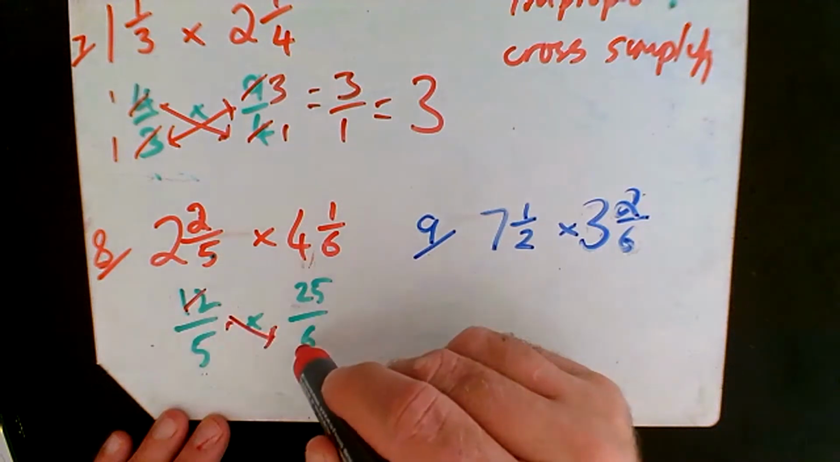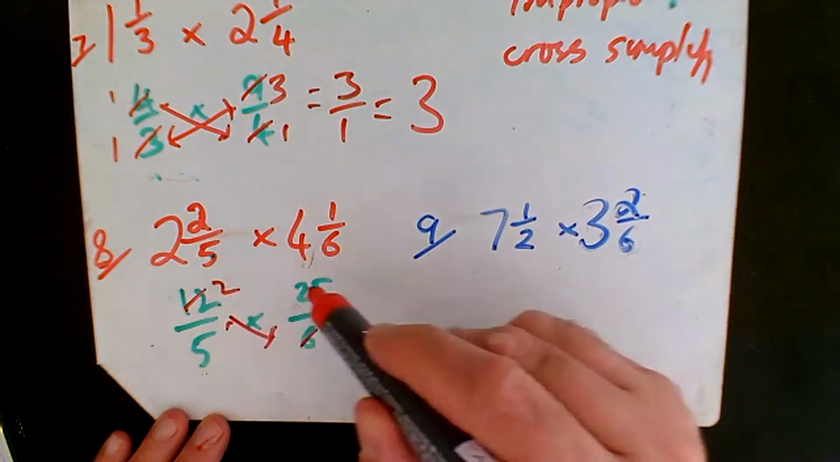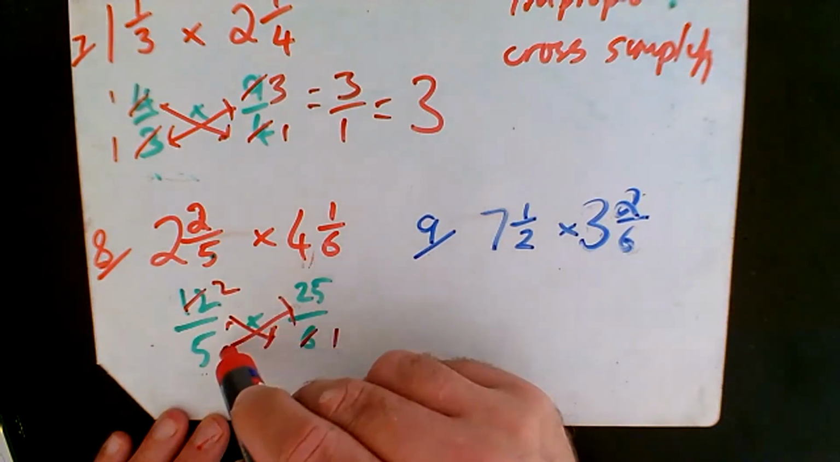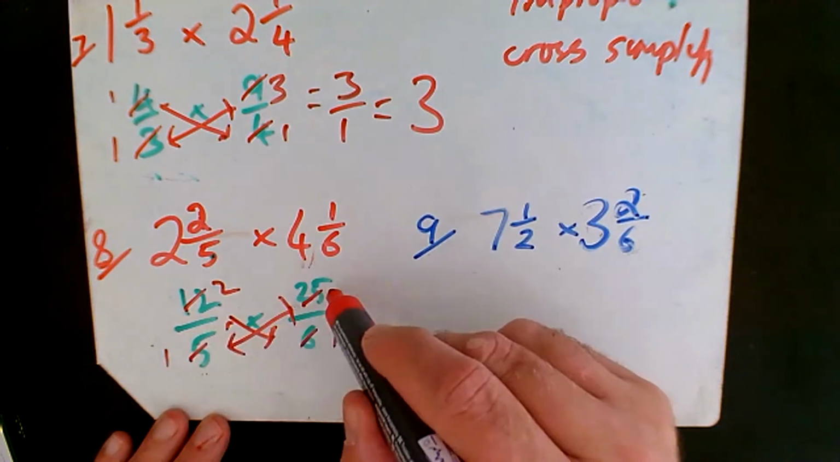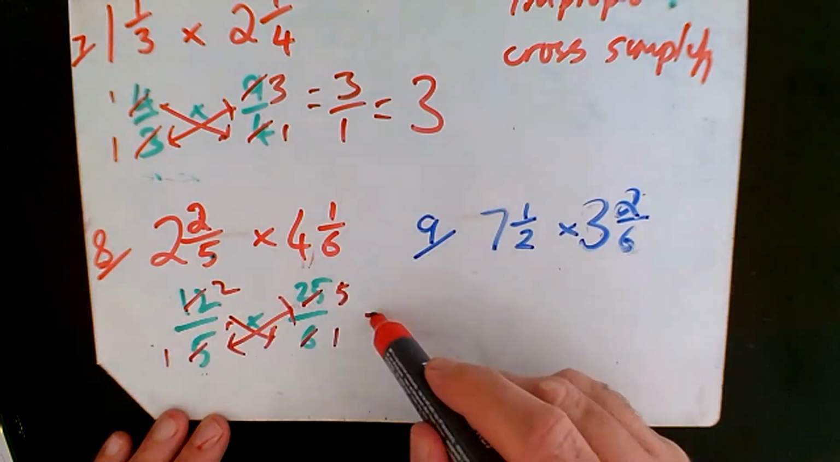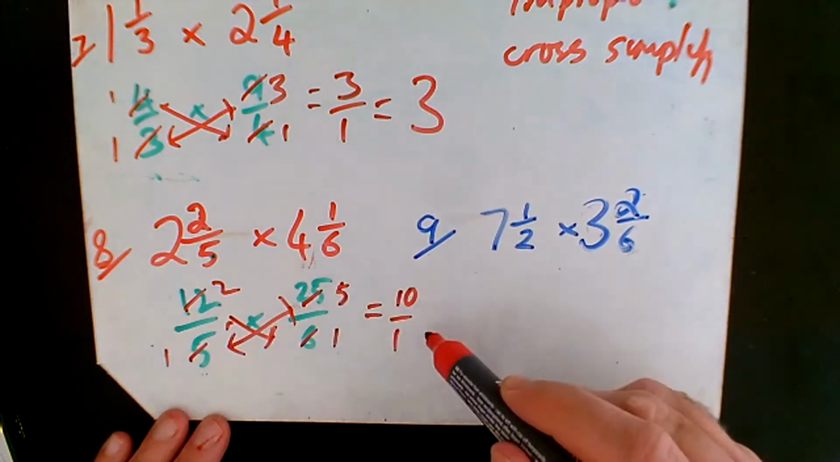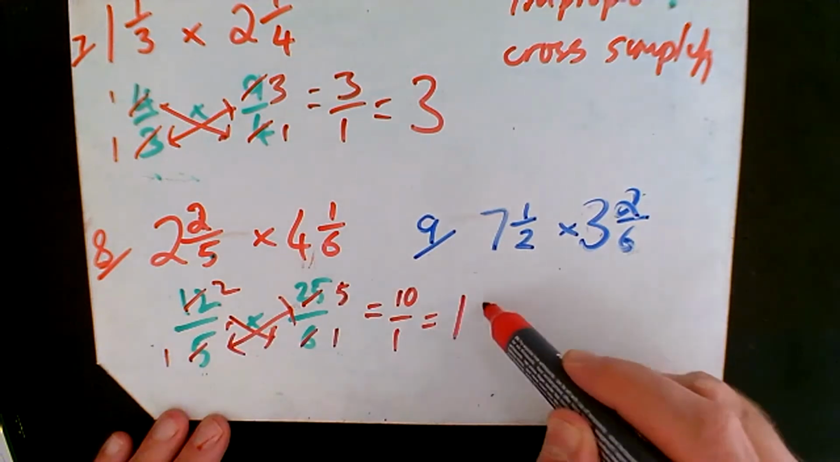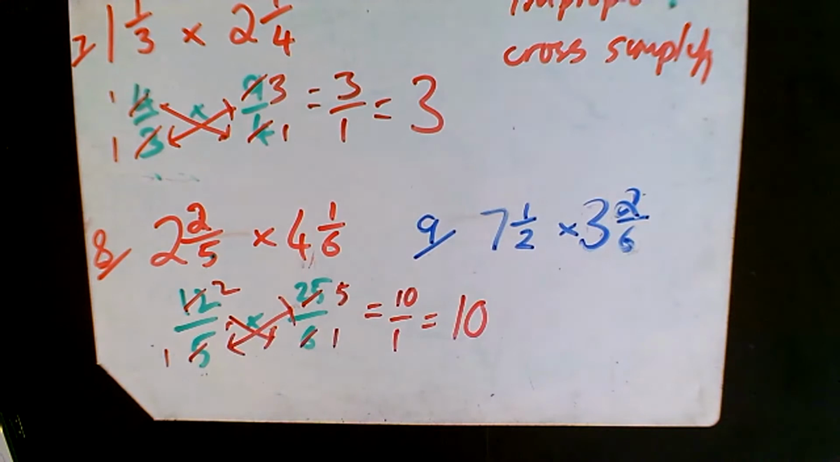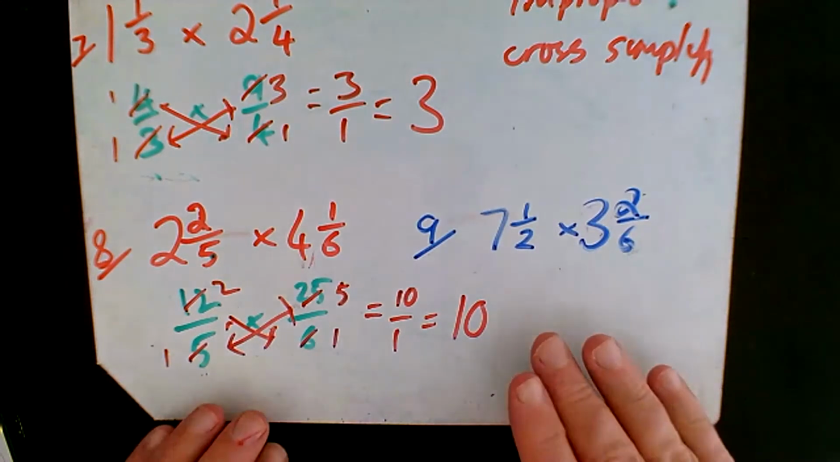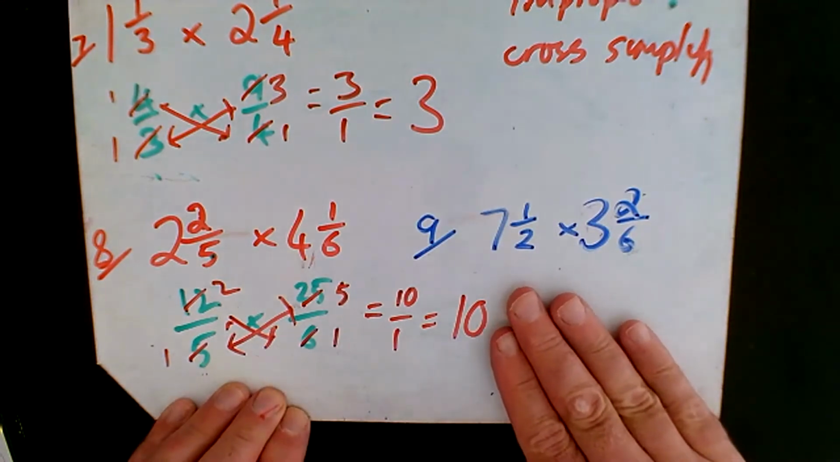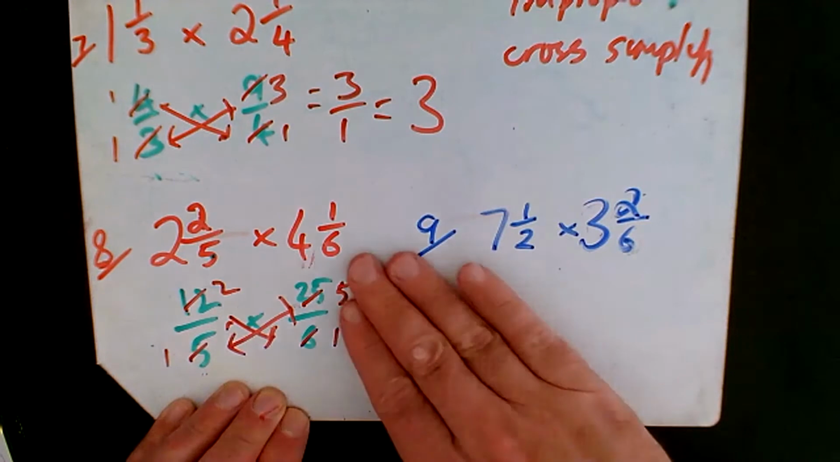So 6 goes into them both, into itself once, twice. 5 goes into them both, 5 goes into itself once, and that 5 goes into 25 5 times. 2 times 5 is 10. 1 times 1 is 1. 10 over 1, 10. Don't worry if you haven't got there. As long as you've given it a go and you're getting closer, we'll get there next time. And that's the key to remember.